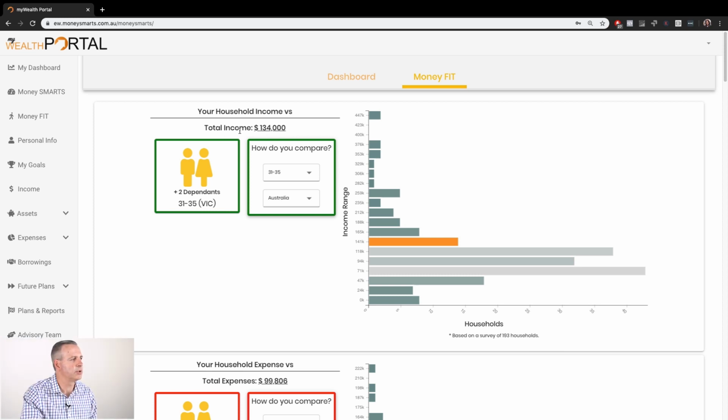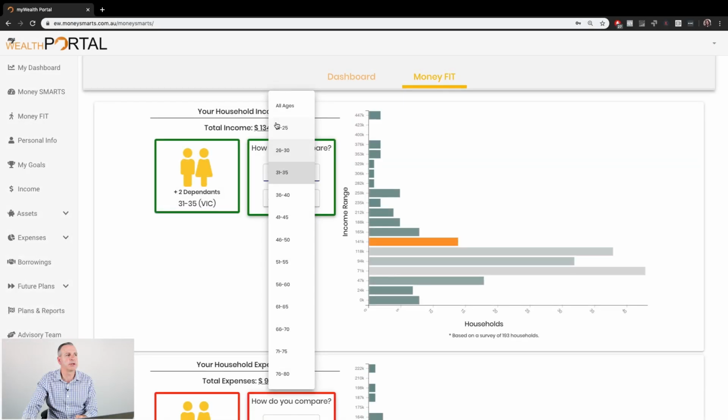So firstly, it's on total household income. So their total household income was $134,000. So we can see here they're in the 31 to 35, and this is across Australia. Now, because we've got so many variables here, you might be thinking, why are there only 193 households in our particular example? Well, that's growing on a daily and weekly basis. You know, we're getting close to 20,000 people who have registered on the portal and are loading their information in.